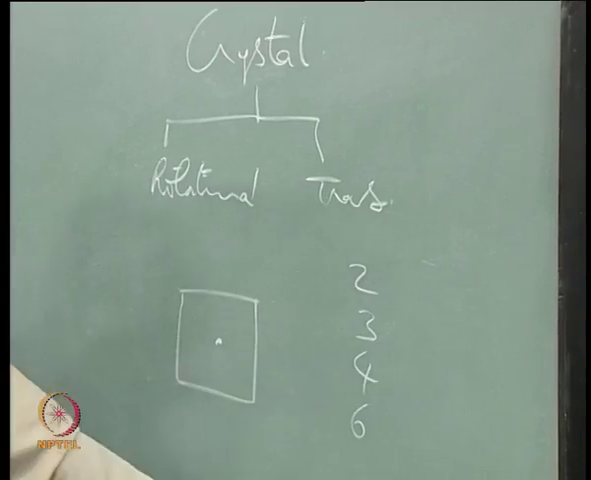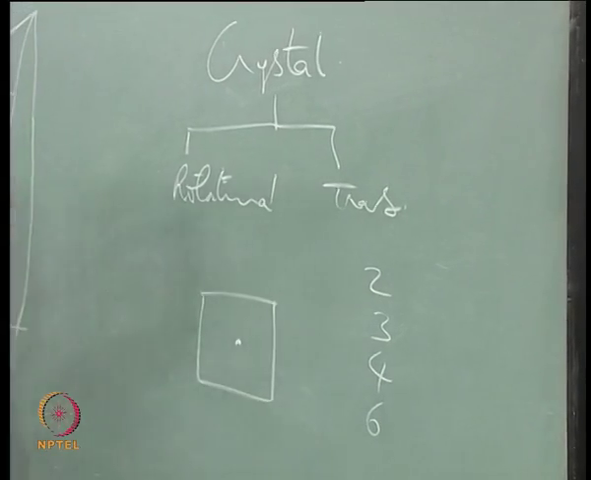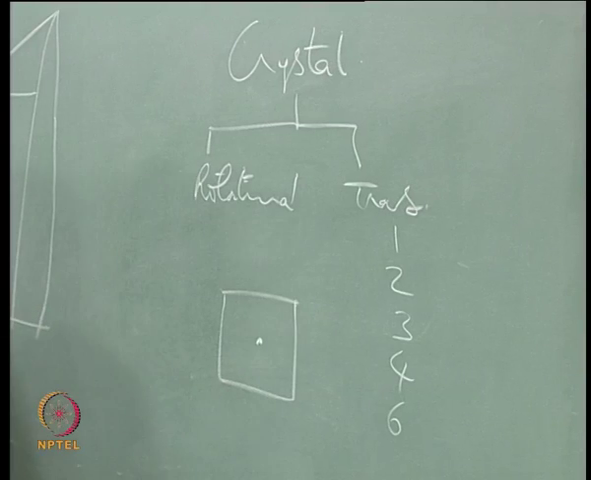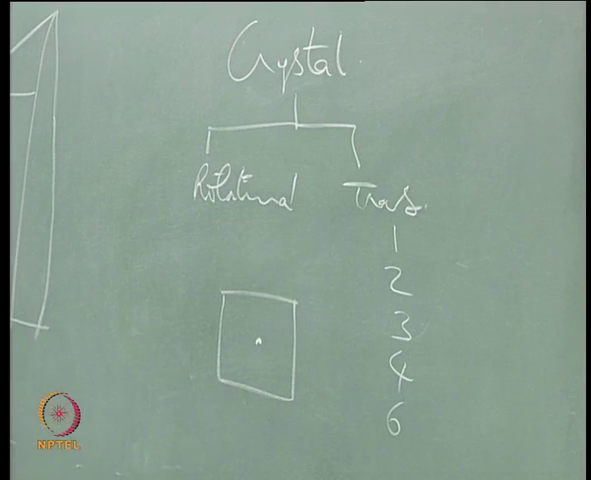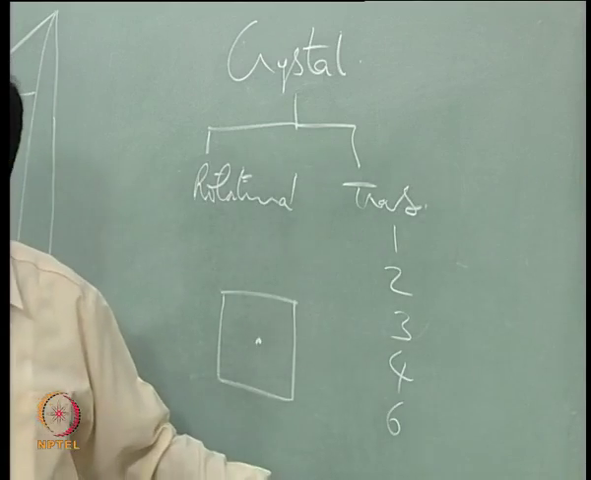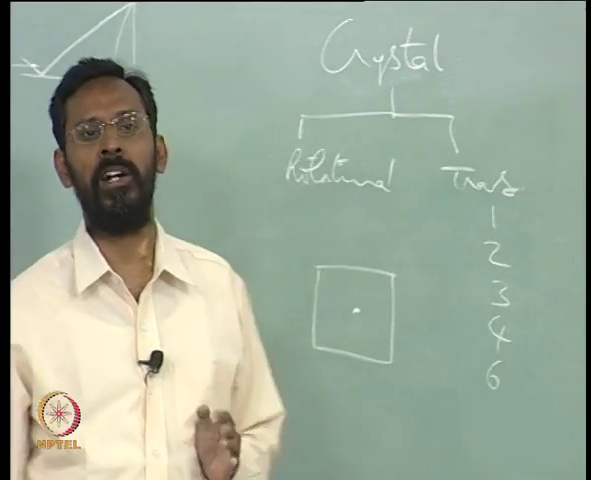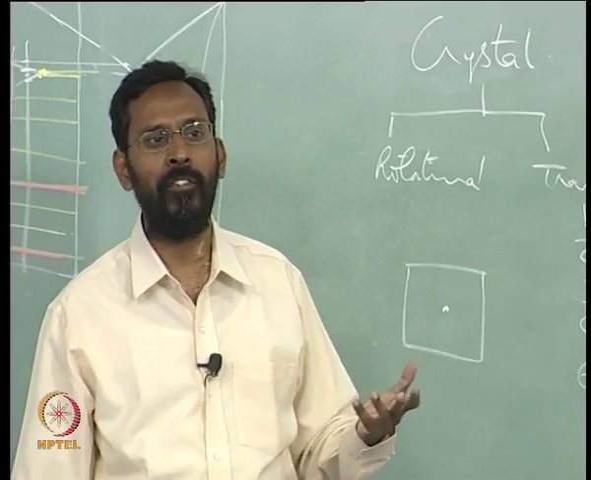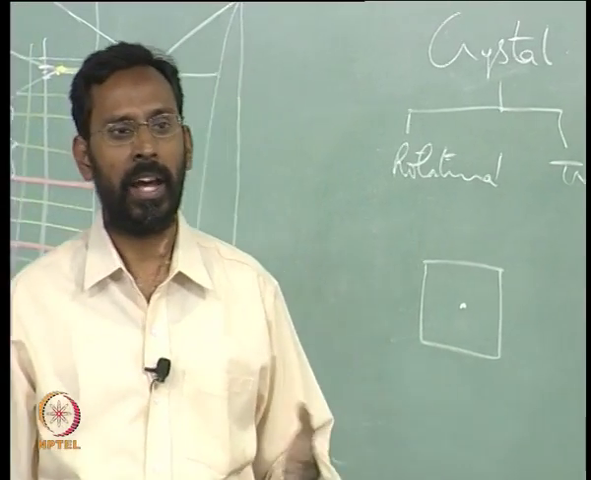You cannot have any other symmetry other than these. Of course, you can also have a 1-fold symmetry, which we call a trivial symmetry in crystallography. So these are the possible symmetries, everything else is called forbidden symmetry. For example, a 5-fold symmetry cannot exist in a crystal.